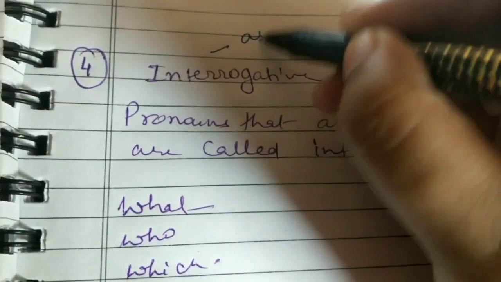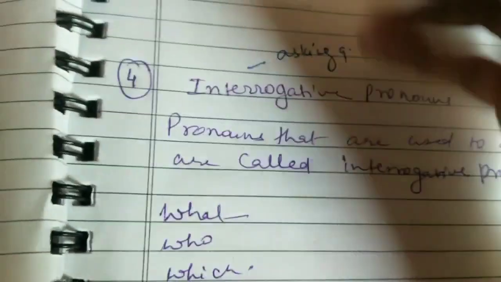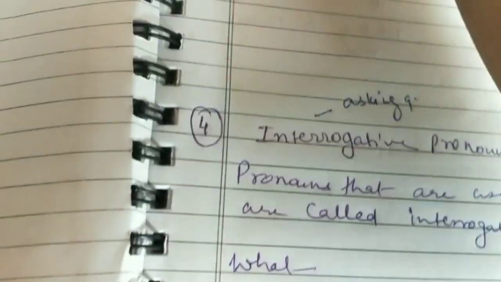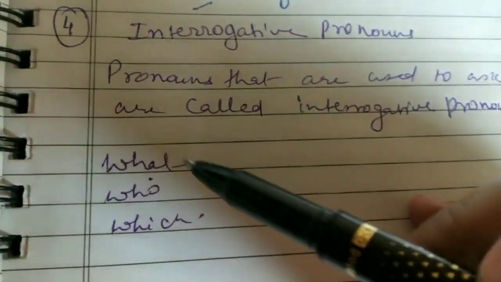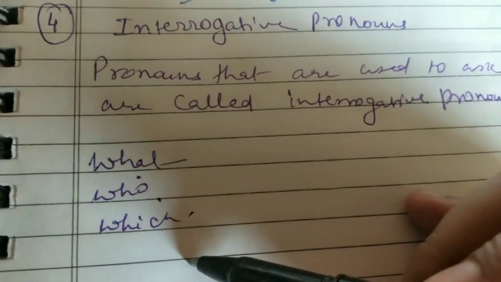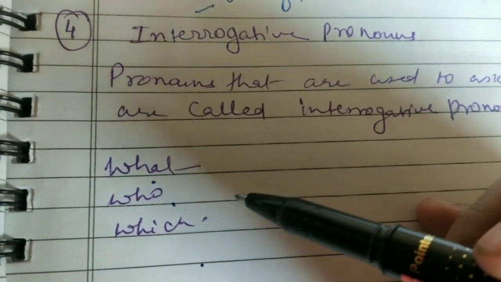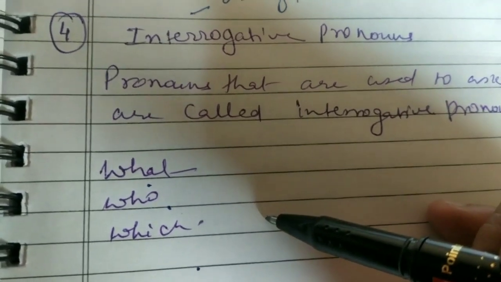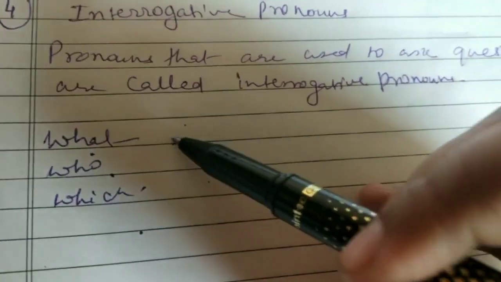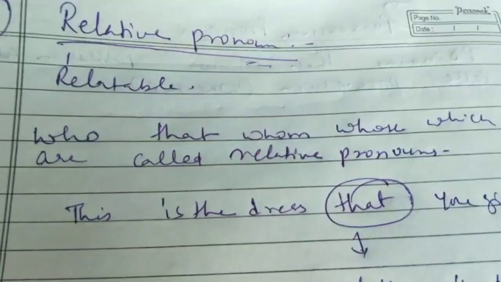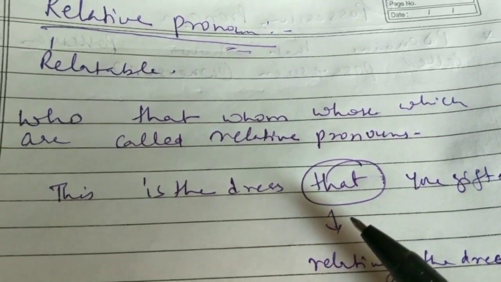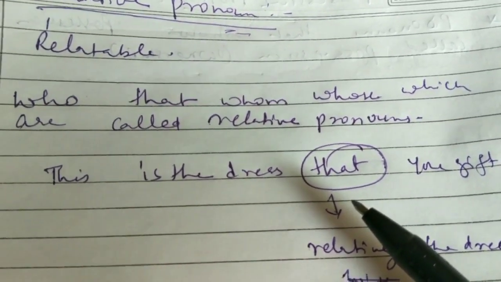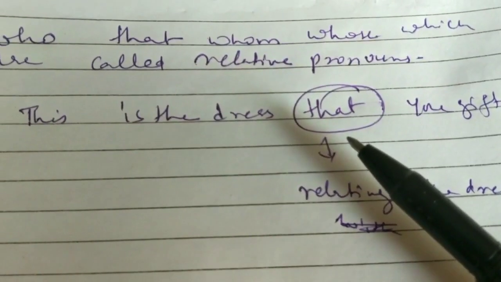Now the next pronoun is the interrogative pronoun. Interrogation, you know, means asking questions. Okay, so the words like what, who, which, whom, whose are used to ask questions. So these pronouns are called interrogative pronouns. The next is the relative pronoun. So the words who, that, whom, whose, which are called relative pronouns.